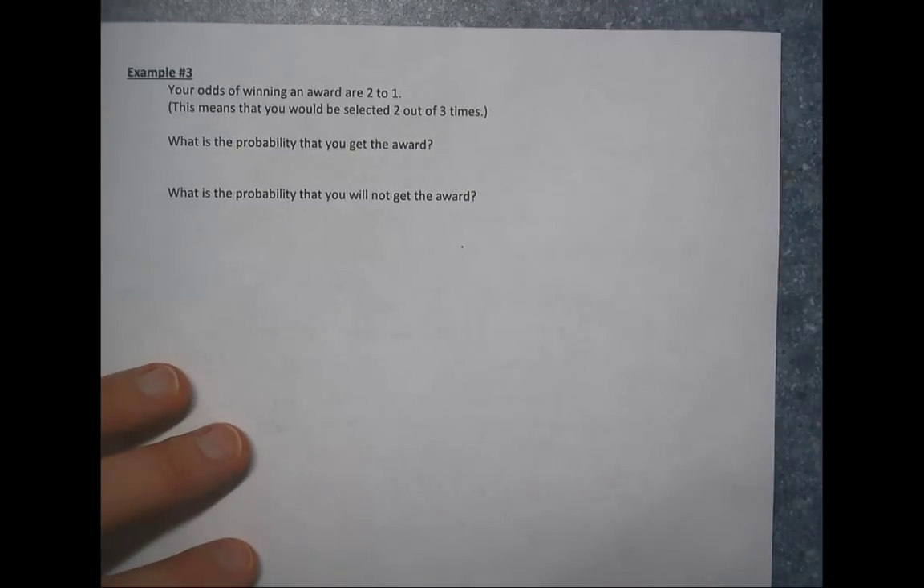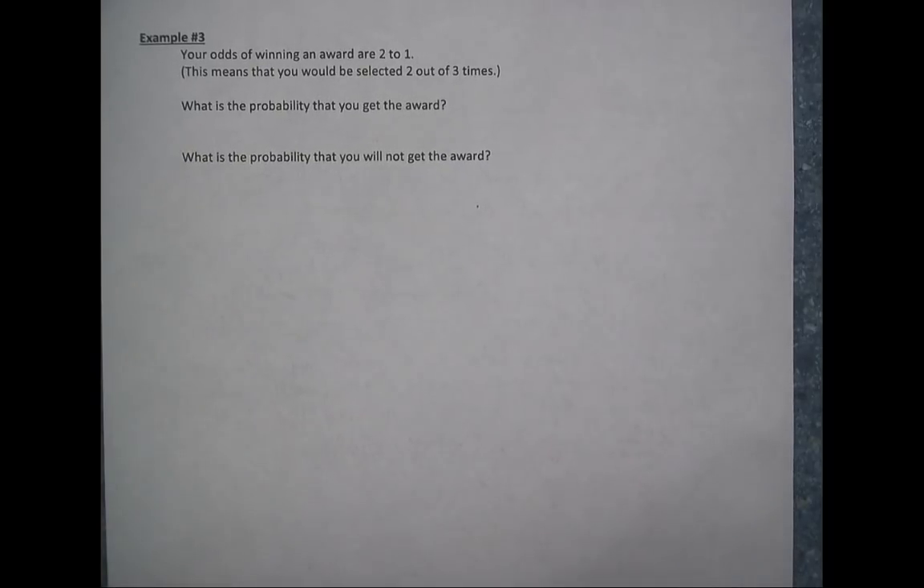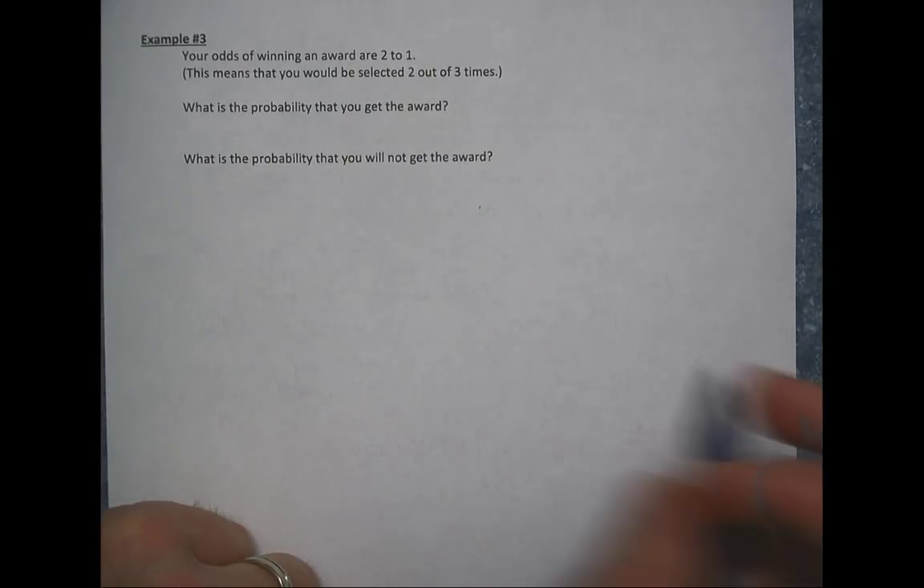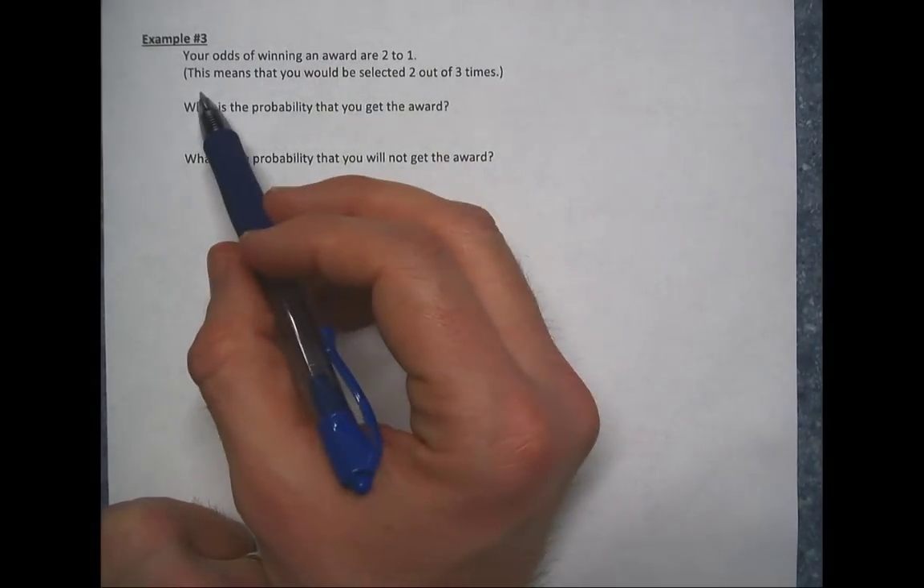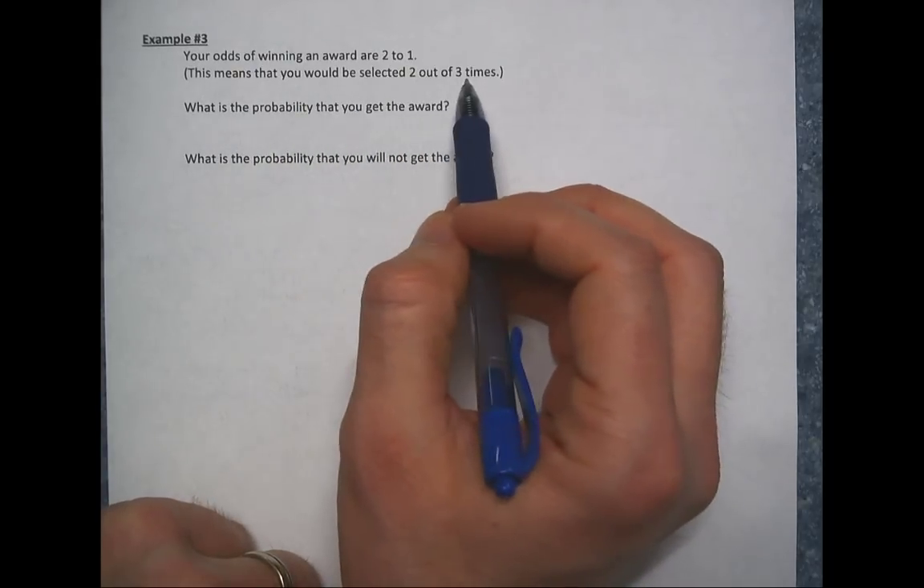All right, let's flip it over. So real quick, we want to talk about odds. Odds are a little bit different, and it can get a little confusing between the two. So it says your odds of winning an award are 2 to 1. And then let's see what this says. This means that you would be selected 2 out of 3 times.